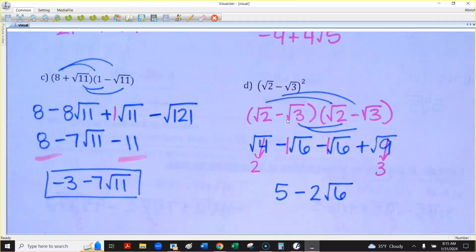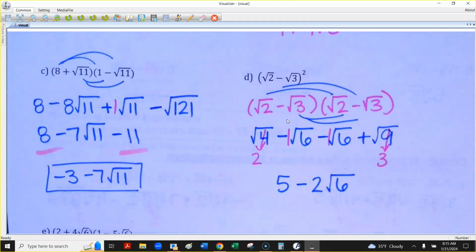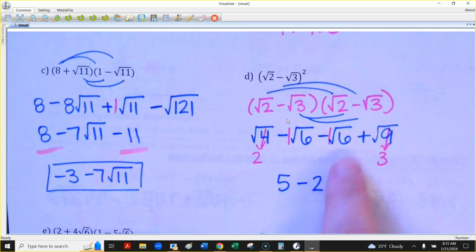And when you add and subtract, don't forget, don't change what's under the radical. Don't change the index. It's like negative x minus x would be negative 2x. This is negative root 6 minus root 6, so you got negative 2.